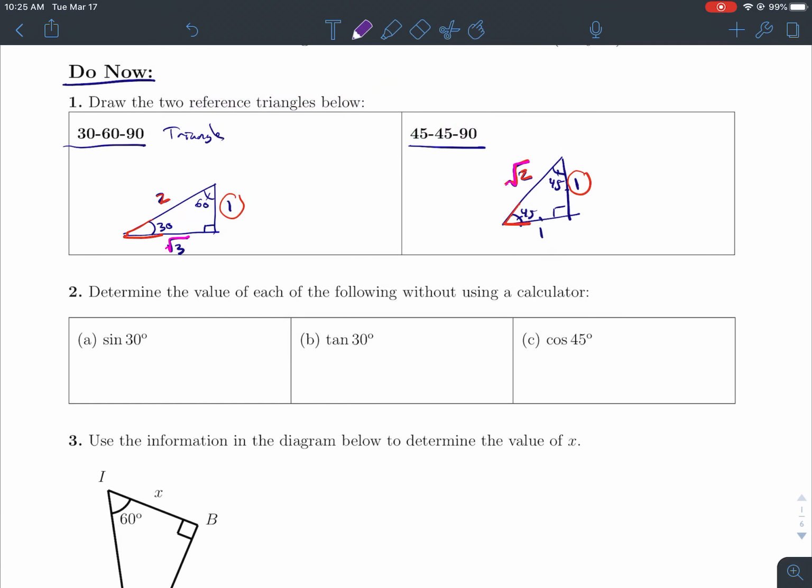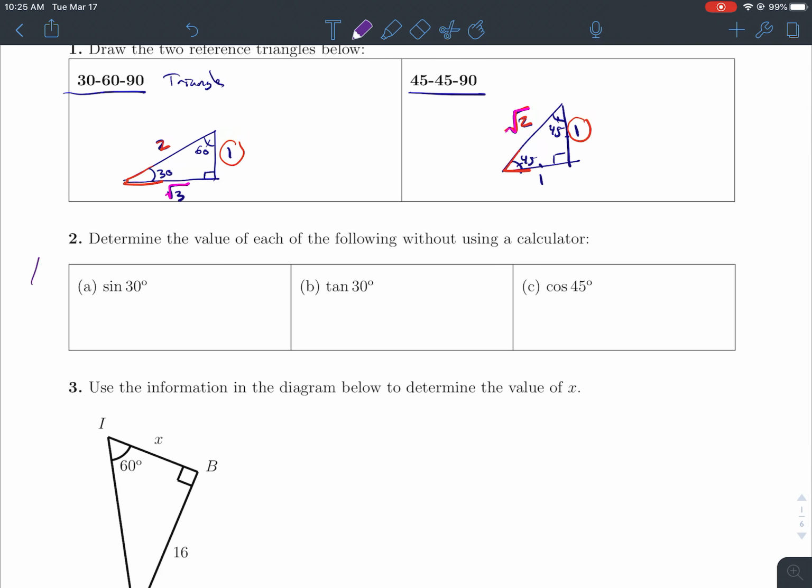But they're really useful to have memorized, because once you have them memorized, you immediately know all of these problems. For problem 2, the sine of 30 degrees, well, that's going to be opposite divided by hypotenuse, as always. So that'll be 1 over 2.